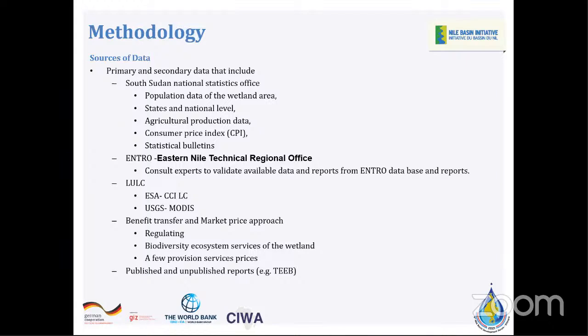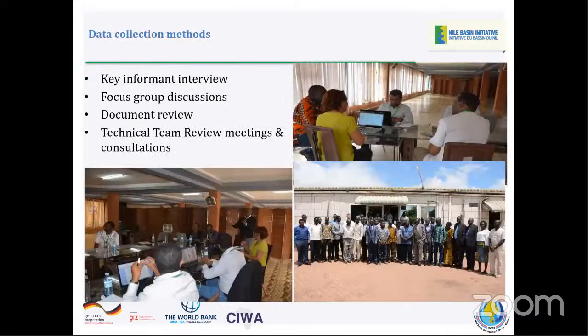We use a benefit transfer and market price approach in estimating the economic values. For that purpose, we use published and unpublished reports. The Global TIB and the Nile TIB report database was used. We also conducted key informant interviews, focus group discussions, and document review. And we had consecutive technical team review meetings and consultations. So this is the whole process regarding the methodology.